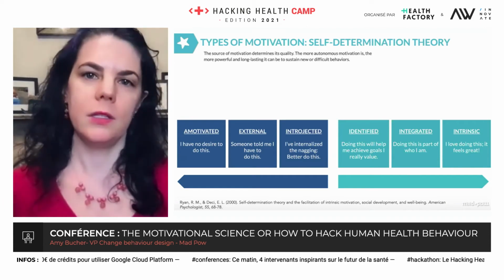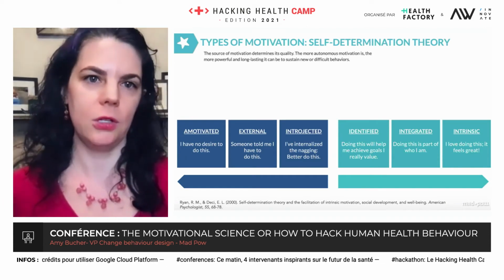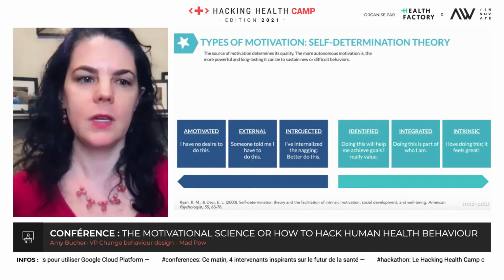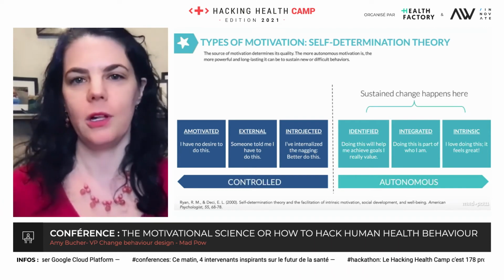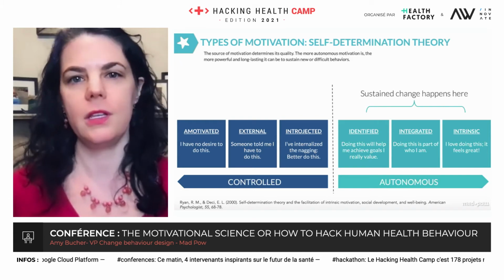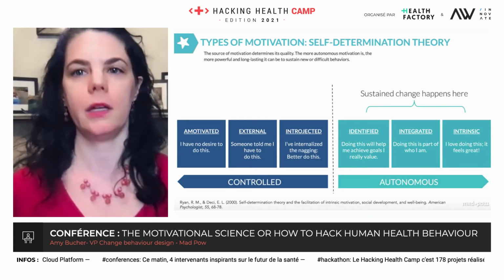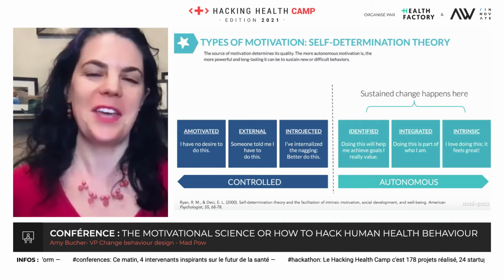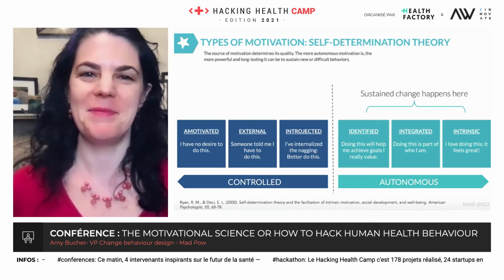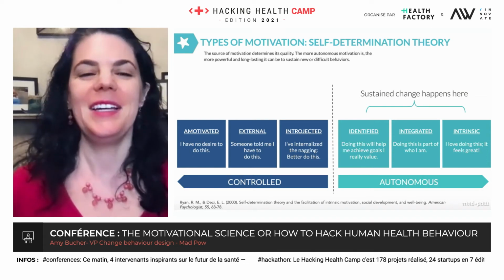So what you see on the screen is what's called the motivational quality continuum. And I will build it out here. On the left, we have what we call controlled forms of motivation. These are forms of motivation that do not come from inside of a person. They come externally. Of course, external as a label describes that pretty perfectly.